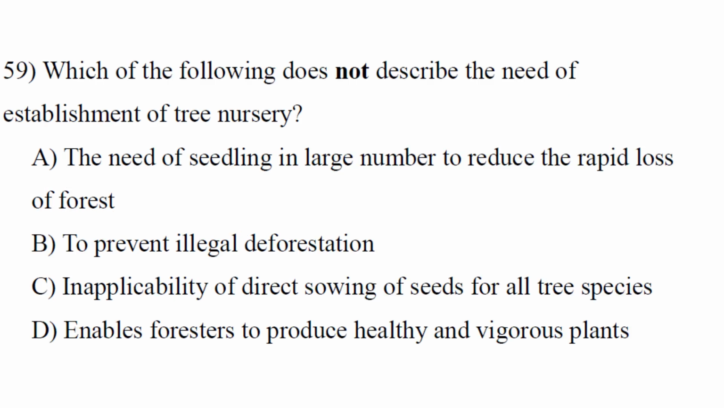Which of the following does not describe the need for establishment of a tree nursery? A. The need of seedlings in large number to reduce the rapid loss of forest. B. To prevent illegal deforestation. C. Inapplicability of direct sowing of seeds for all tree species. D. Enables foresters to produce healthy and vigorous plants. Answer: B. To prevent illegal deforestation.